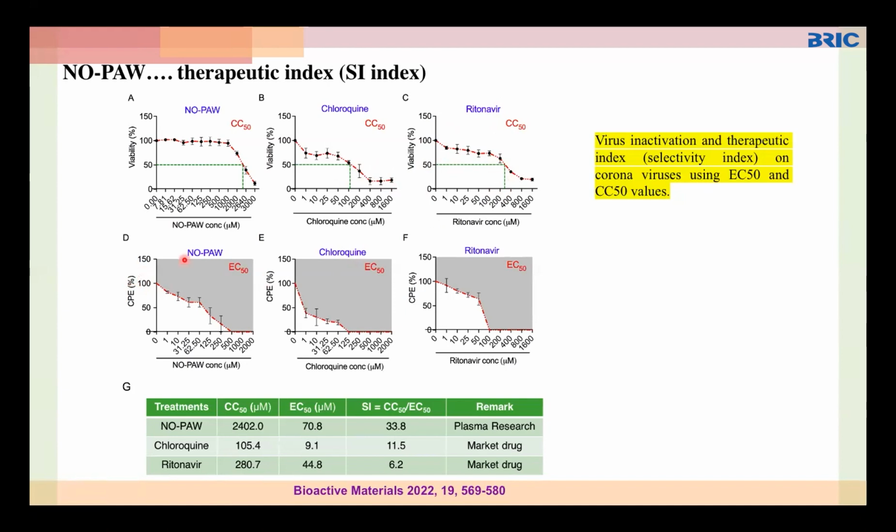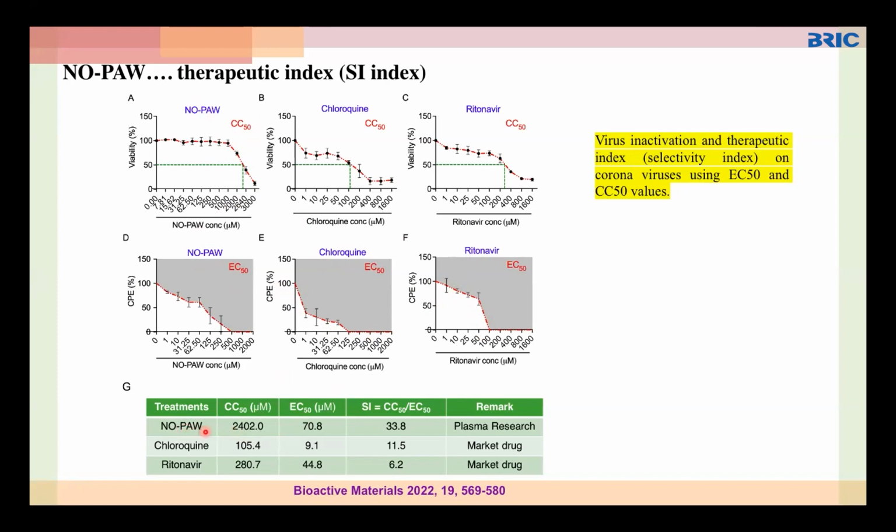And we checked whether these three agents can kill virus or effectively reduce virus. We found that yes, NO-PAW can reduce viruses based on the concentration of NO-PAW. Same in the case of chloroquine, it can also reduce viruses, and ritonavir can also reduce viruses after 150 micromole of concentration. So using these two data, CC50 and EC50, we calculated the SI index.